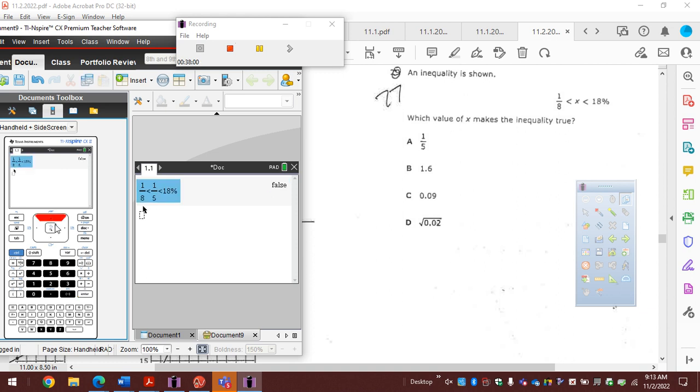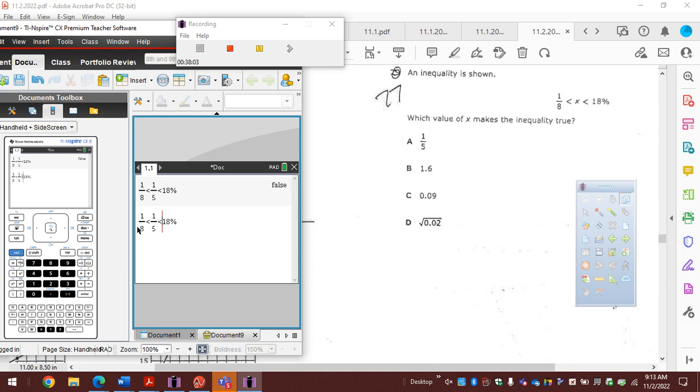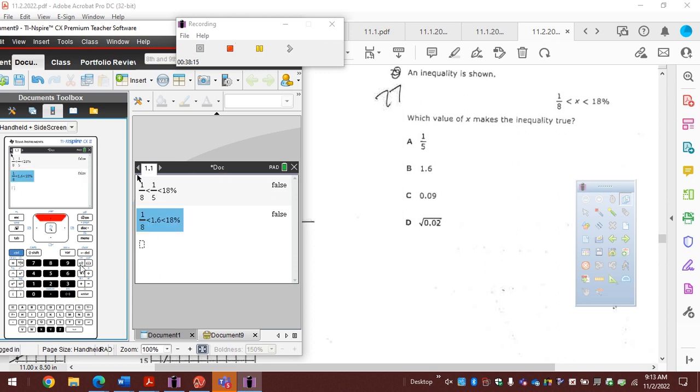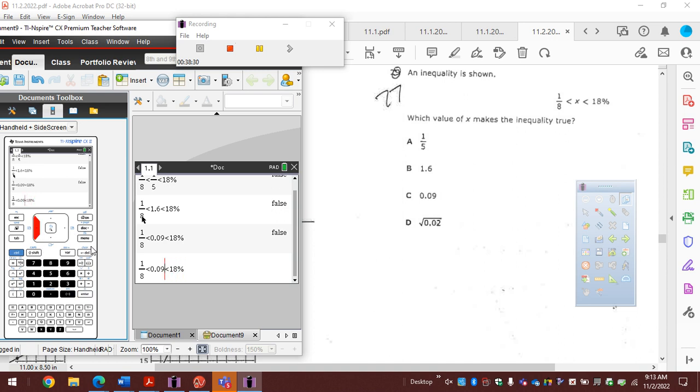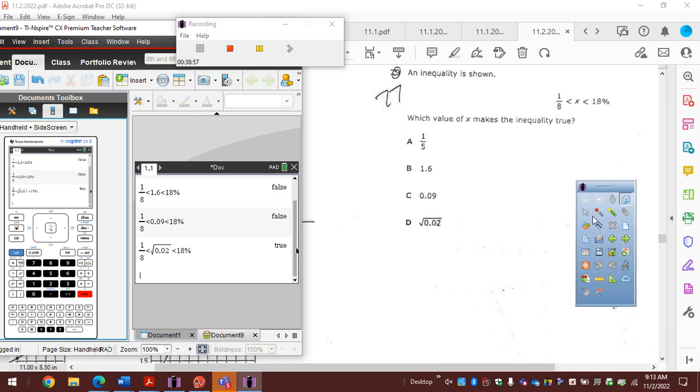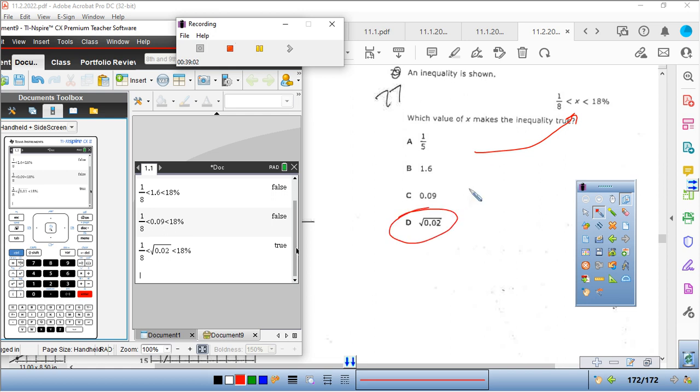So it's false. What I'll do to write it again real quick is press up, enter, come to the middle, and change it. I'll put 1.6. False. I'm going to press up, change it again. 0.09. Enter. False. Last one, 0.02. Yeah, matches up. Press enter. True. Fine, you got the true answer, and it's just basically inputting the answer choices each time for that one, and there it is.